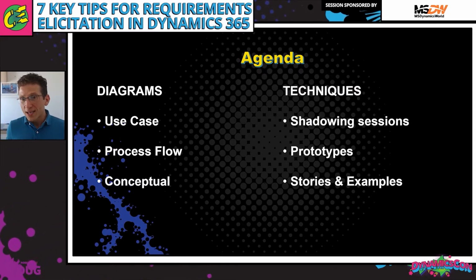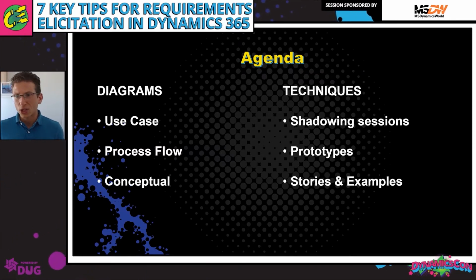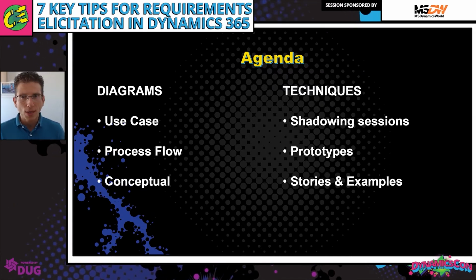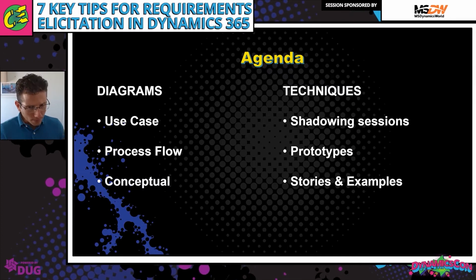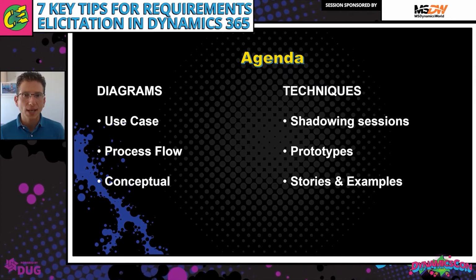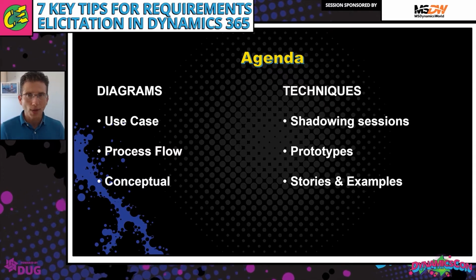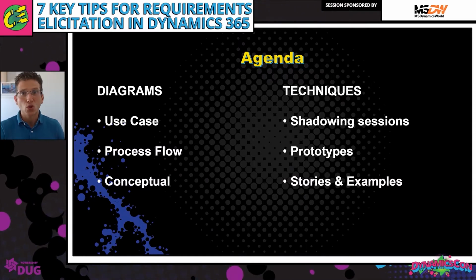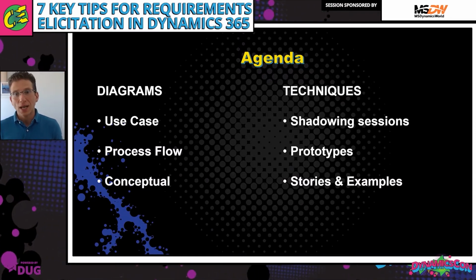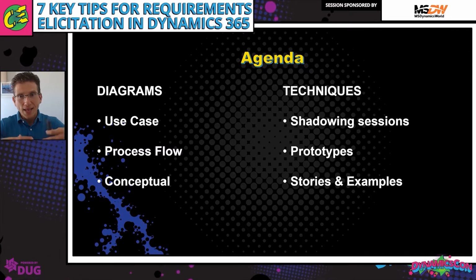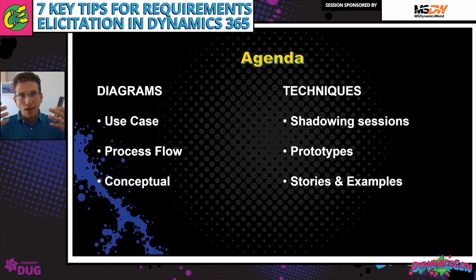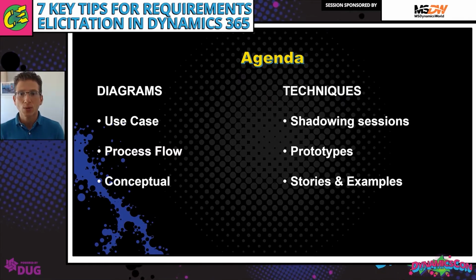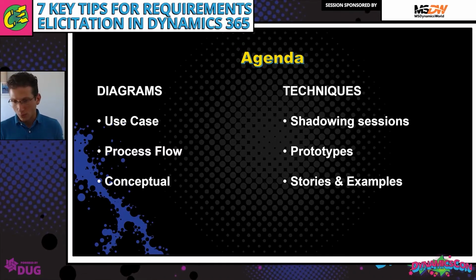I also have other techniques that I complement to those. It's the shadowing session, which is the observation technique. I use a lot of prototyping as well when I elicit requirements. And the last one from the techniques I'll be presenting today is stories. I use stories when I engage with my audience and my stakeholders to extract requirements. I use real life stories and examples to make the journey of implementing Dynamics relatable to them, so that they can share as much valuable information with me as possible, so that I can capture those requirements.